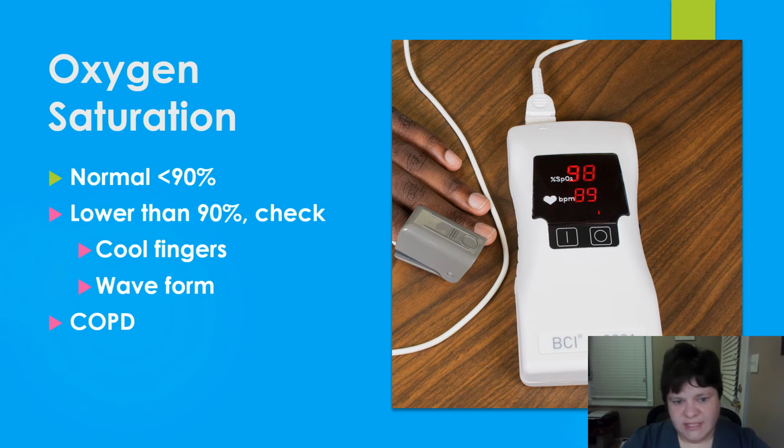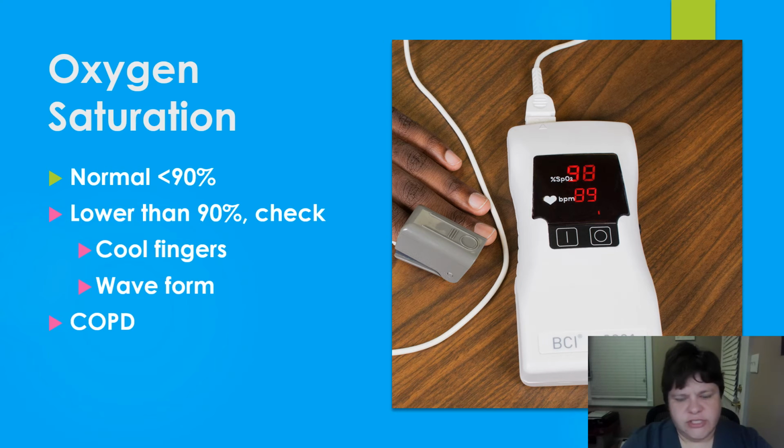What can cause it to be less than 90? Let's look at things that are non-pathological, such as cool fingers and poor waveforms. When you're looking at an oxygen saturation reading, you expect to see something that looks like your heart rate. You have the up and down that should correlate with the heartbeat. It should be a simple, smooth up and down. You don't have the peaks and sharp points like you do on the EKG strips, but it should be regular.